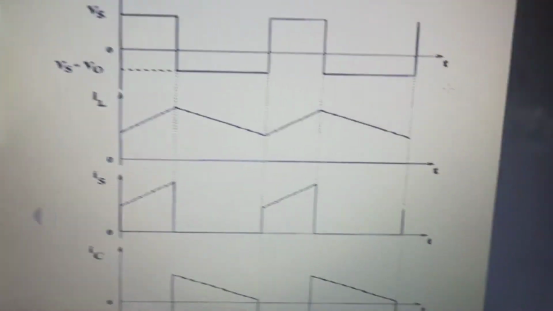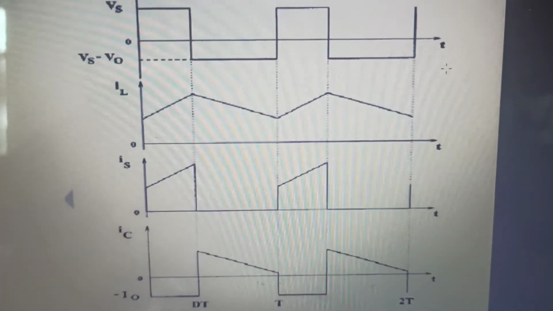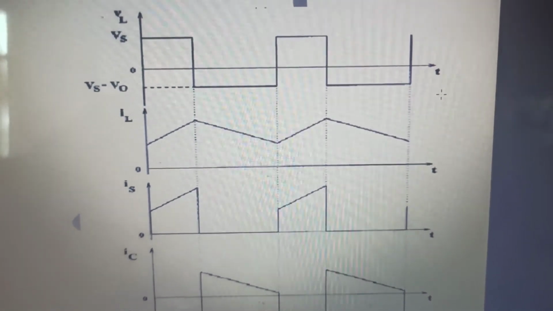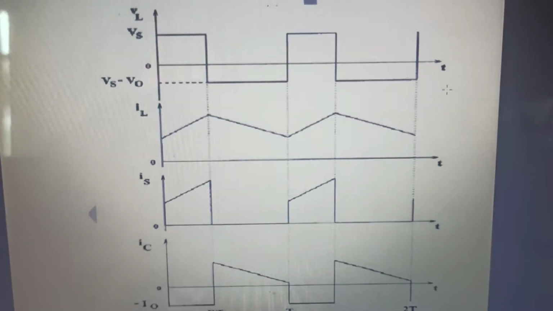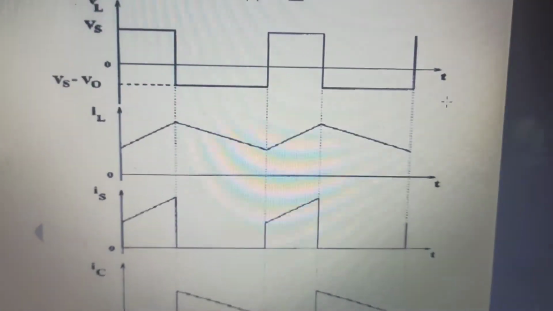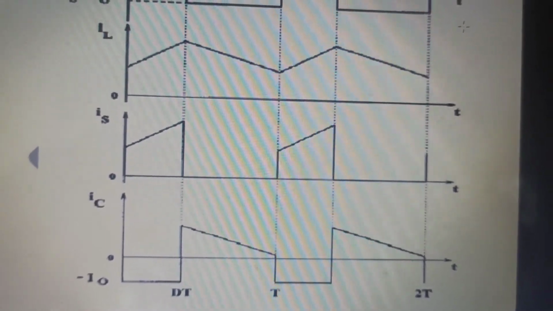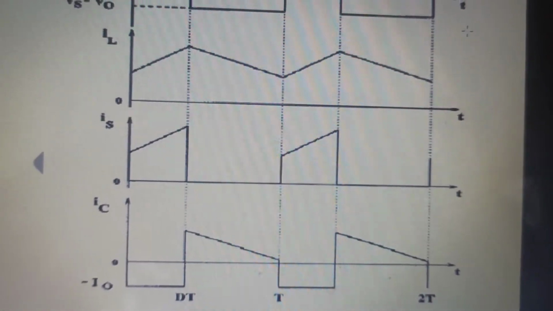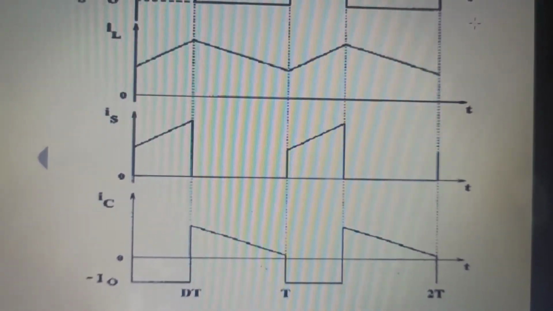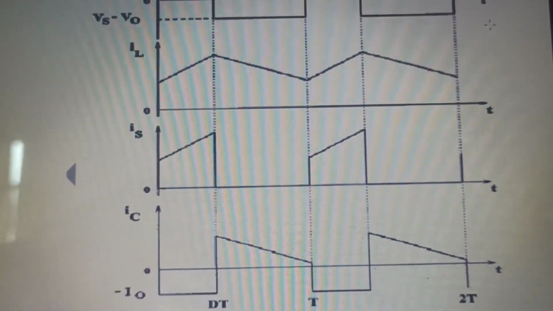Now have a look at this. Wait a minute. Have a look at this waveform, that source current. If somebody asks what the average source current value will be, then we can straight away give the answer. The average of source current, or I can say the average switch current, will be the same as the average source current. So the average switch current will be nothing but a straight line.